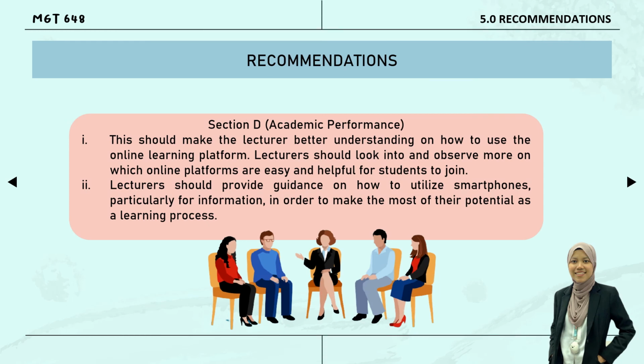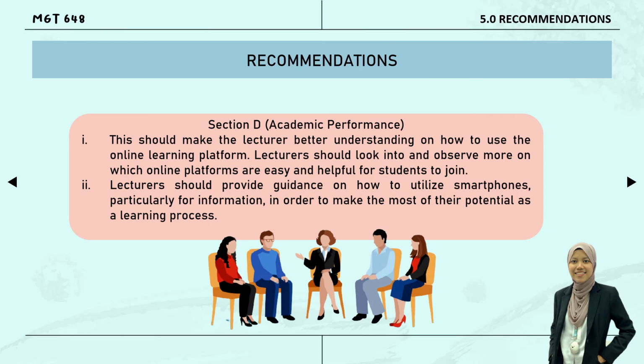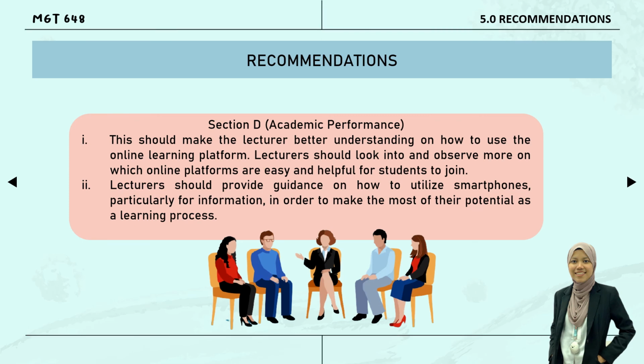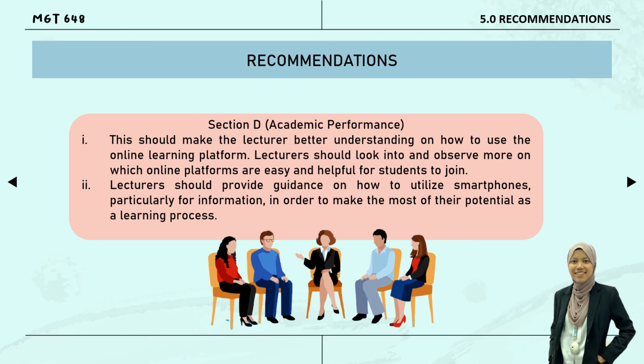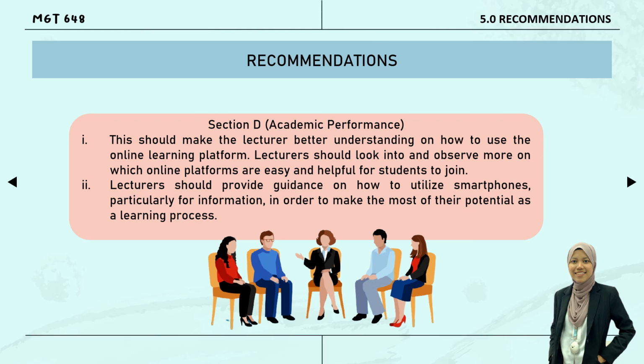Lastly, in section D, there are 5 questions about academic performance. Most of the students at least agree that using a smartphone can improve their performance in study. This should help the lecturer better understand how to use the online learning platform. Lecturers should look into and observe more on which online platforms are easy and helpful for students to join. Besides that, lecturers should provide guidance on how to utilize smartphones, particularly for information, in order to make the most of their potential as a learning tool.